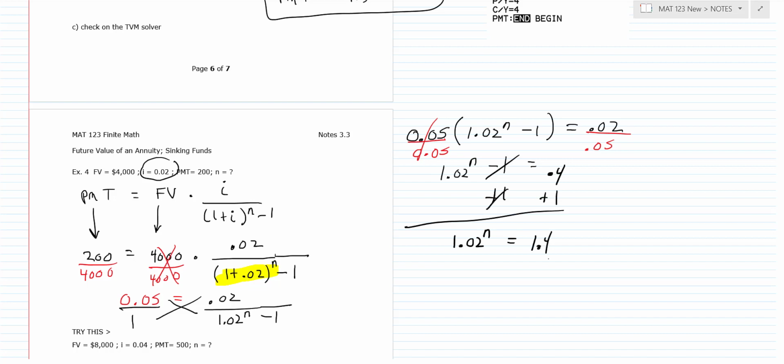Okay. The other way you could do this is you could just multiply by that denominator to get rid of the fraction, and you would get the same thing. Okay, so it works out either way. Cross multiplying is kind of a shortcut you can do.